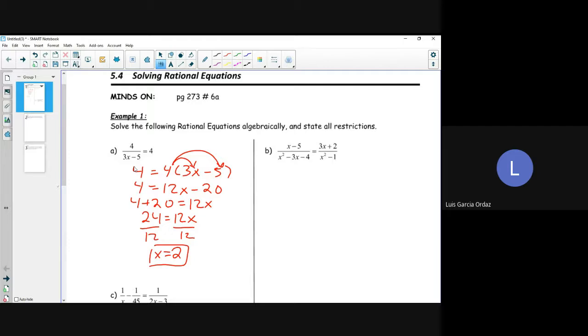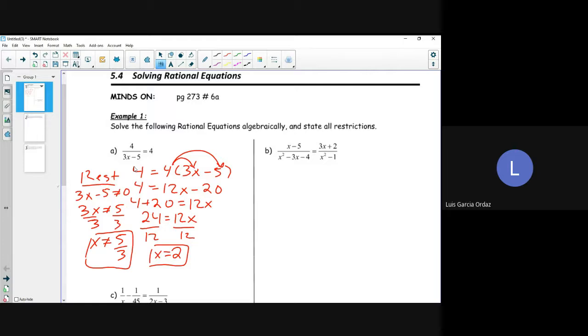Okay, so restrictions. So 3x minus 5, remember, we cannot have the denominator equal 0, okay? So all we're going to do is just isolate for 3x. So you get 3x cannot equal 5, divide both sides by 3, x cannot equal 5 over 3. So what happens at the point when x is equal to 5 over 3 on this graph?